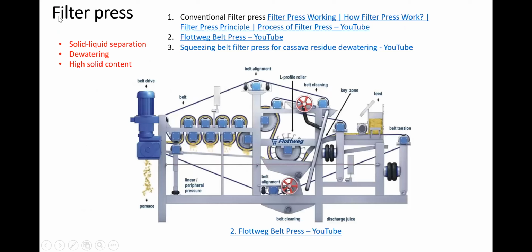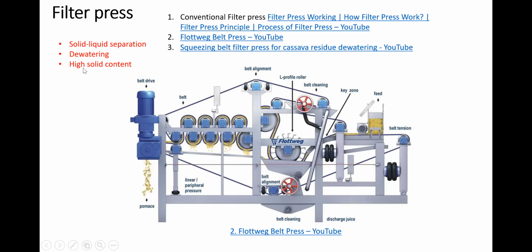This is the third unit operation used for solid-liquid separation. Mainly, this is used for dewatering. If you remember, I mentioned just now that after centrifugation, there may still be some residue of the yeast. In order to eliminate it further, we might use a filter press to remove it, but at the same time, it is also useful to dry, to remove water from high solid content.